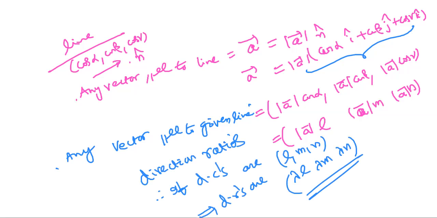So therefore, if somebody gives you DCs, then you can find DRs. If somebody gives you DRs, then you can find DCs. What is the important difference between these two? DCs are unit vectors.